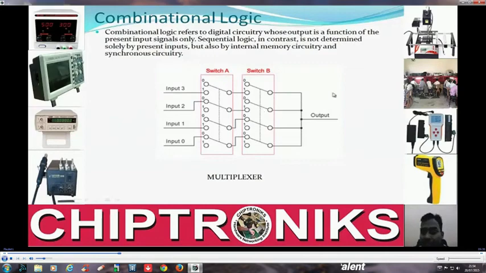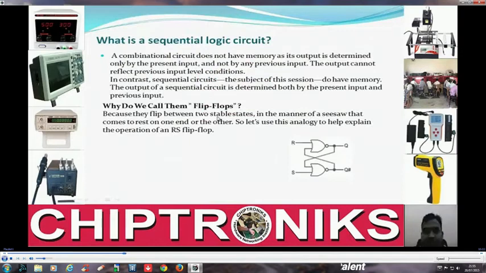So in combinational logic, the output depends only on its input. It doesn't depend on its previous state, so it means they do not have a memory. Whereas sequential logic is not determined solely by present inputs but also by an internal memory circuit. This circuit consists of memory, and the output depends on its present input as well as the previous state.